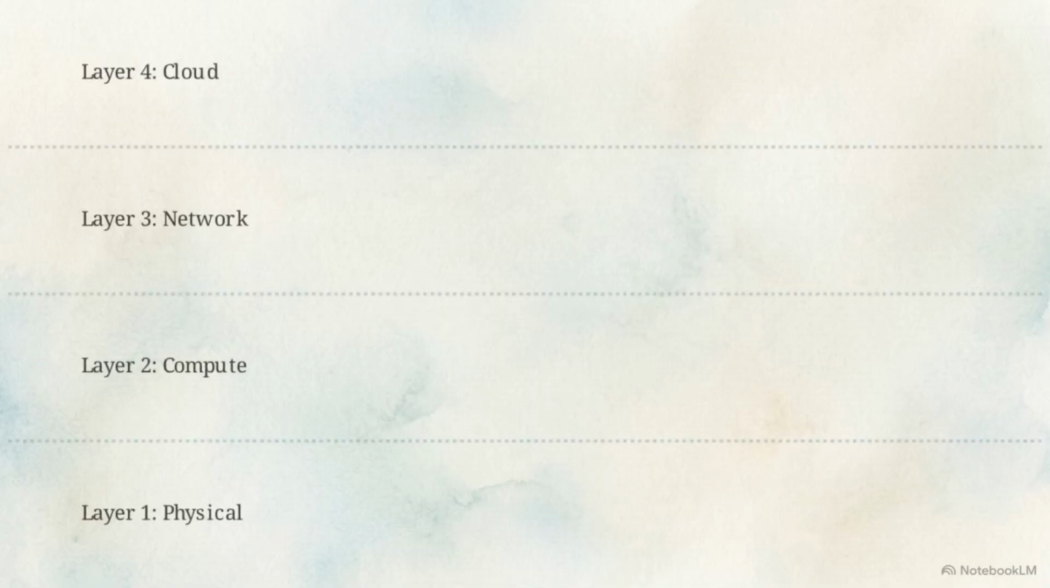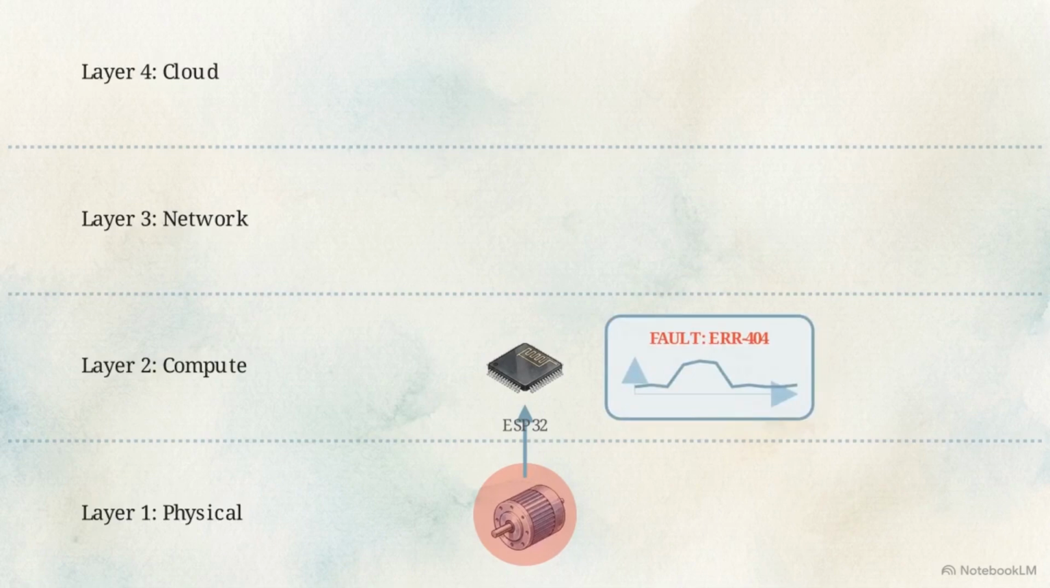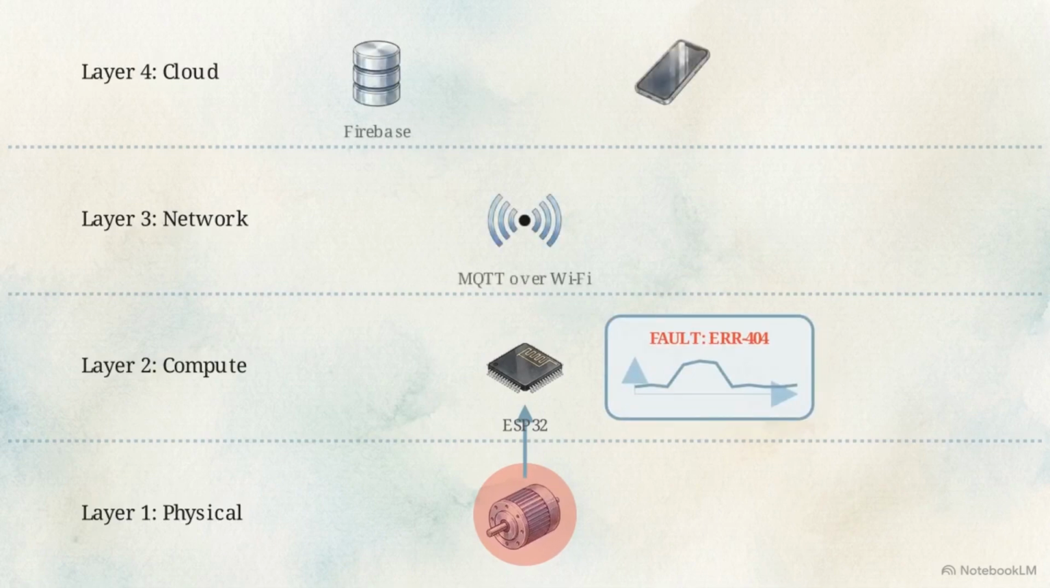At layer 1, an internal load sensor immediately detects an anomaly in the motor's vibration. At layer 2, the local ESP32 microcontroller processes that voltage spike and generates a specific diagnostic fault code. This vertical flowchart tracks the remaining data path. The pulse leaves the processor, traveling up through layer 3 via MQTT over Wi-Fi. It lands in layer 4's Firebase database, instantly triggering a mobile alert before the machine finishes its cycle.